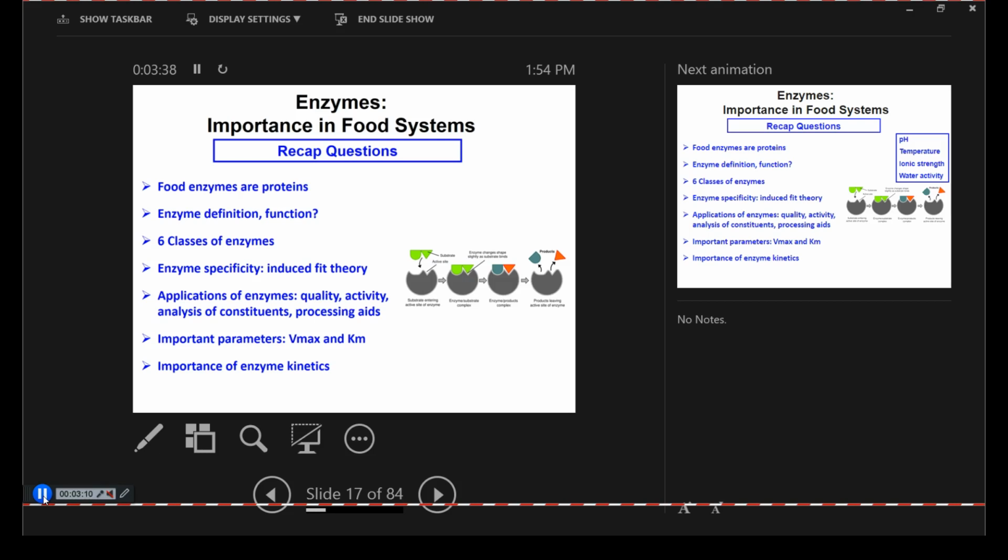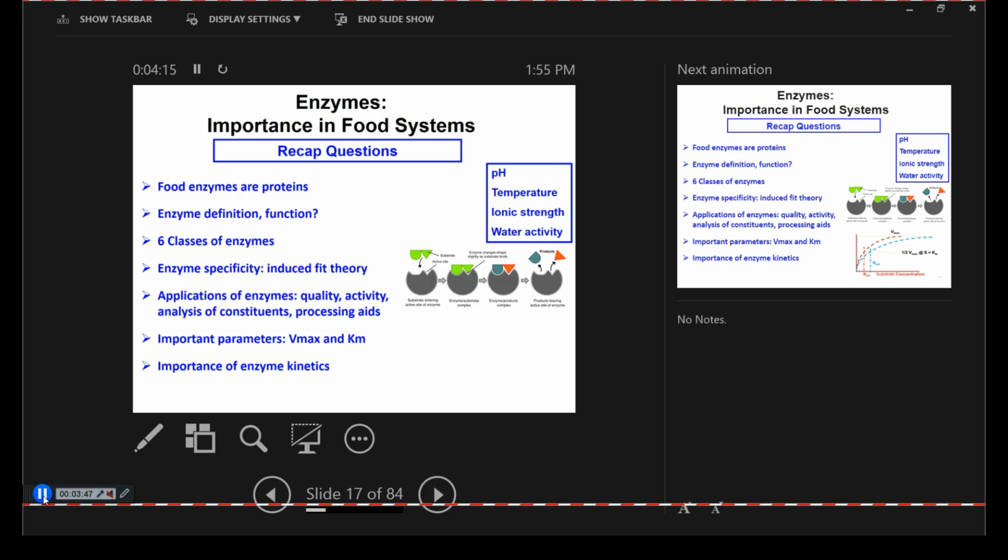However, the active site is not rigid like the lock and key theory, which was originally thought, where it is a fixed shape. It's actually a shape that changes and molds to the shape of the substrate and is impacted by environmental factors. That's why there's optimum pH, optimum temperature, optimum water activity, and ionic strength that impact the shape of your active site. And that impacts the activity and the specificity of the enzyme to the substrate.